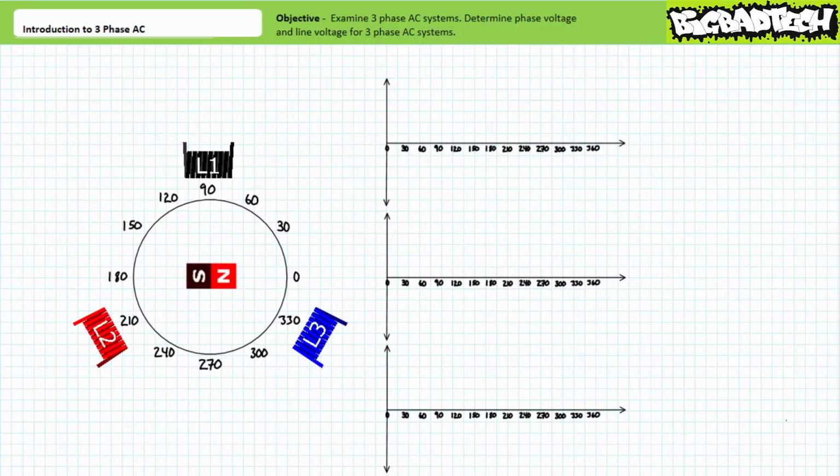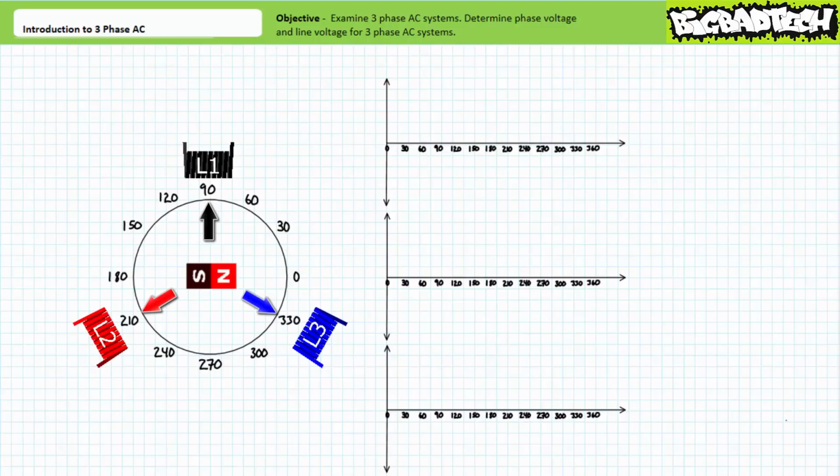The generation of three-phase AC follows an almost identical course. A three-phase AC generator includes two additional stationary windings, L2 and L3, physically displaced from winding L1 by a relative 120 degrees. Given we located winding L1 in black at 90 degrees, winding L2 in red is physically located at 90 plus 120, or 210 degrees.